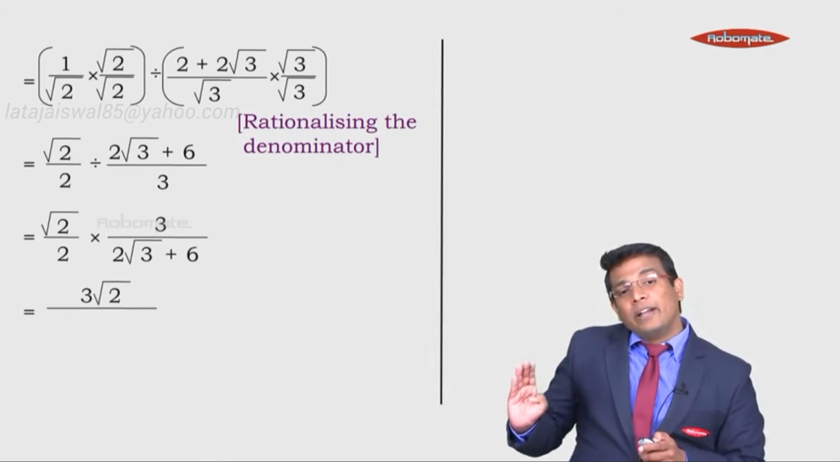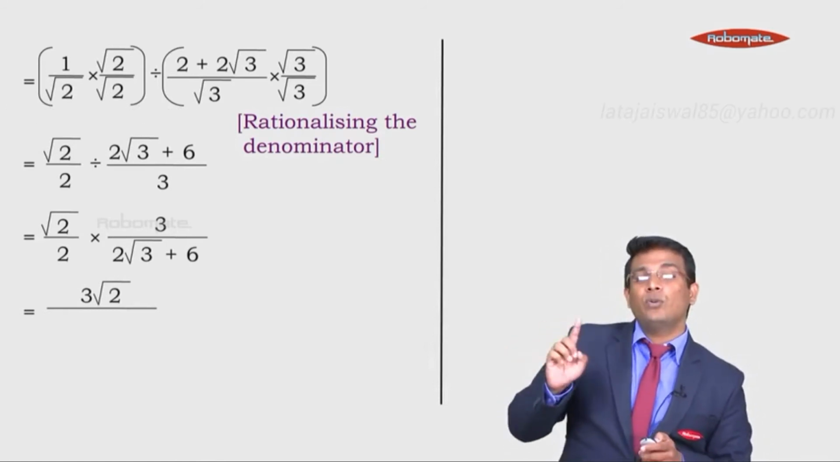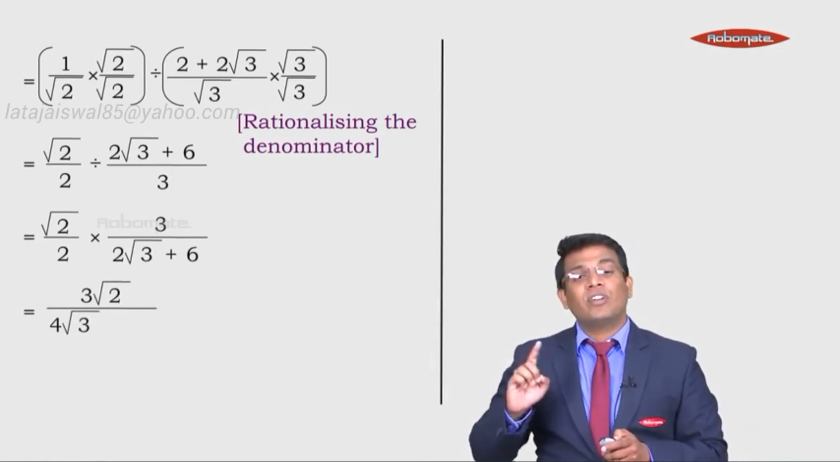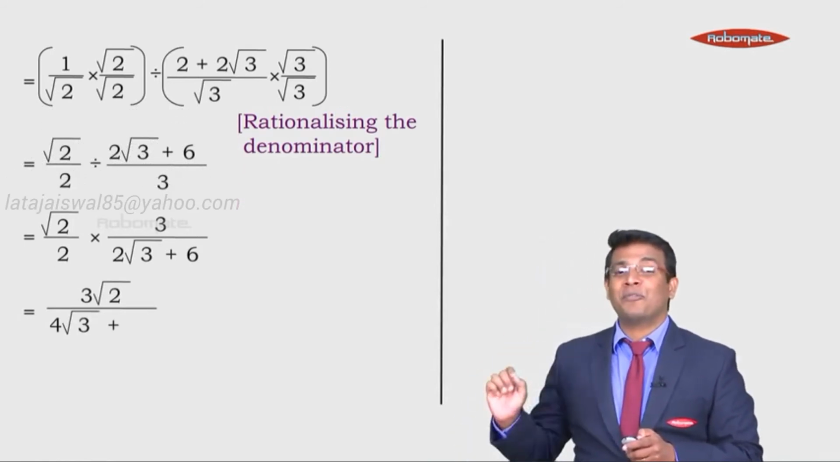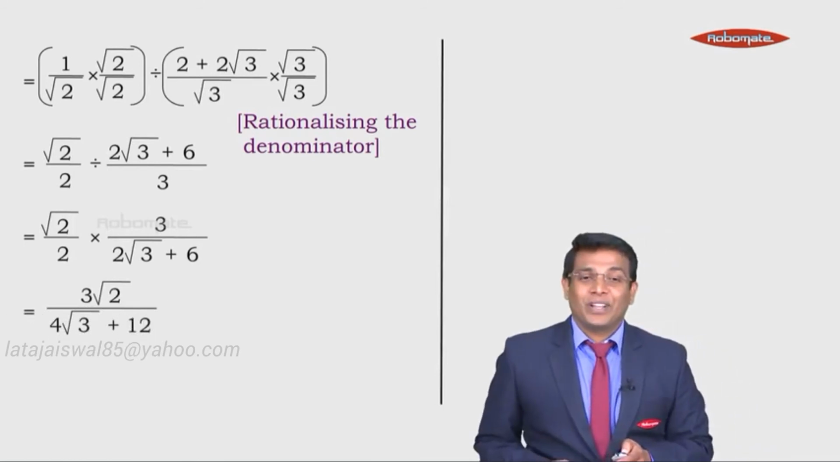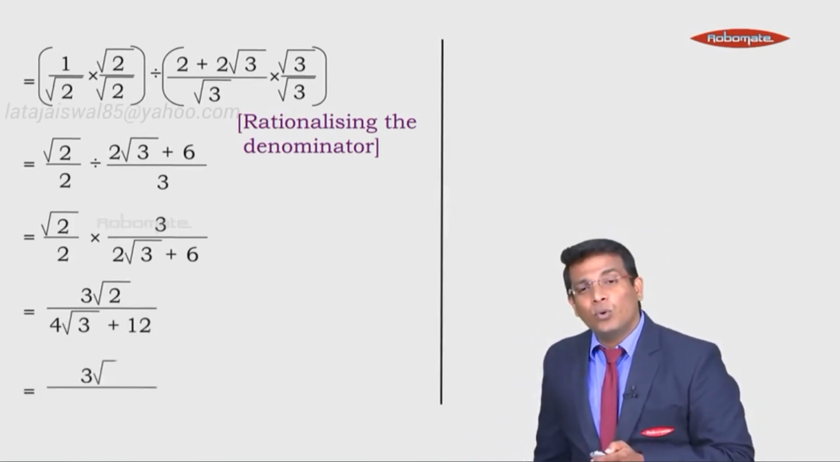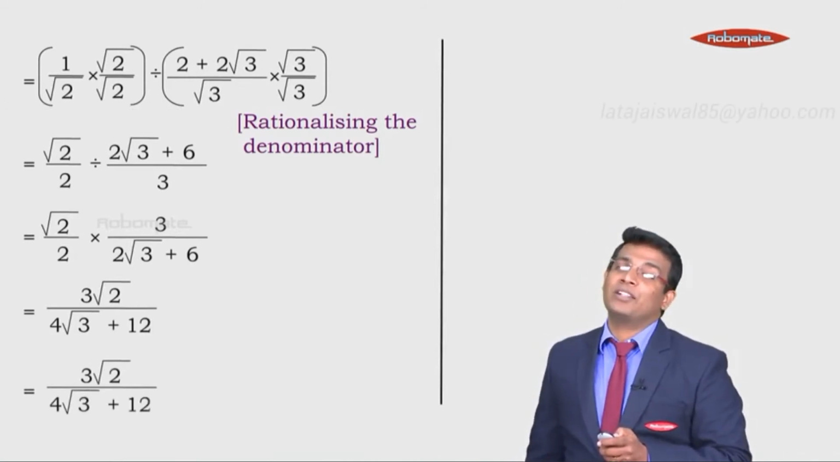So we have to multiply that 2 with each term. So 2 into 2 root 3 will give us 4 root 3. And 2 into 6 will give us 12. So in the denominator, we have 4 root 3 plus 12. But if you observe here, look at this expression which you have got. We got it as 3 root 2 upon 4 root 3 plus 12.